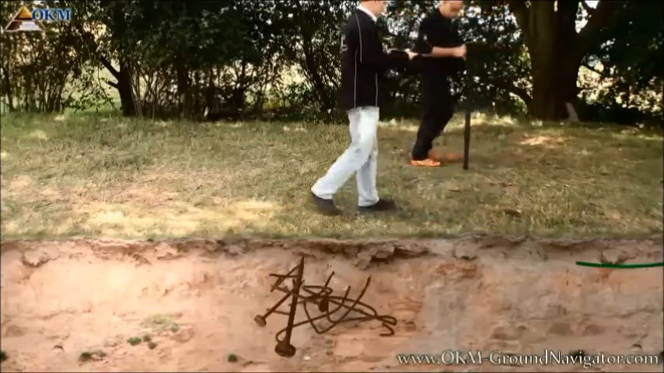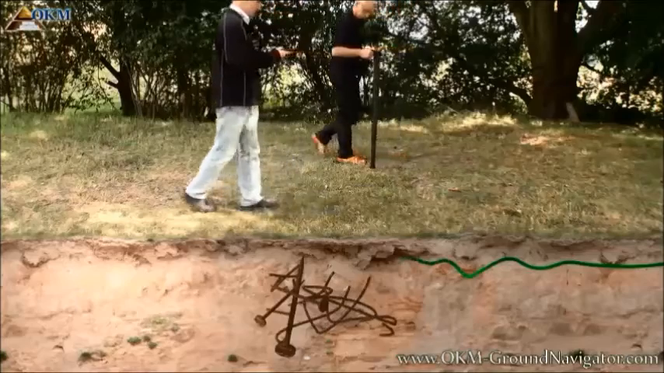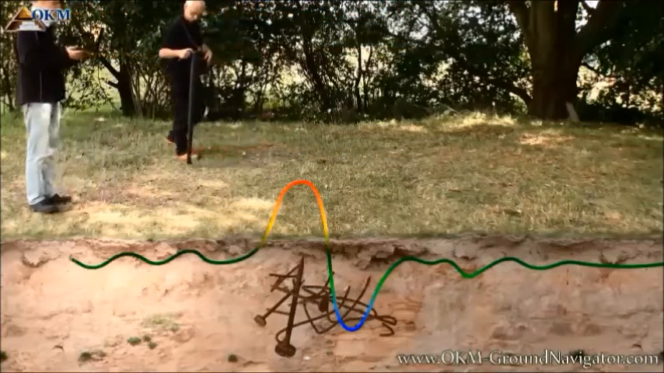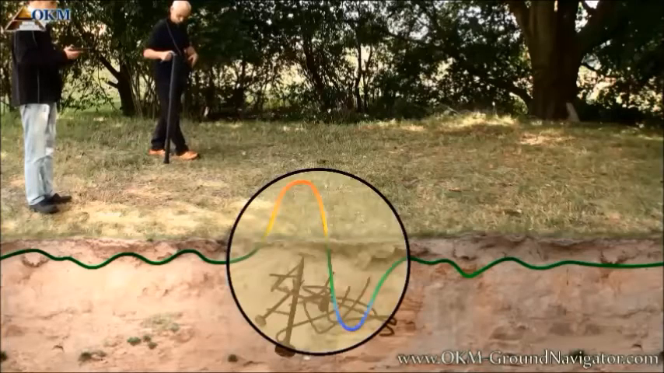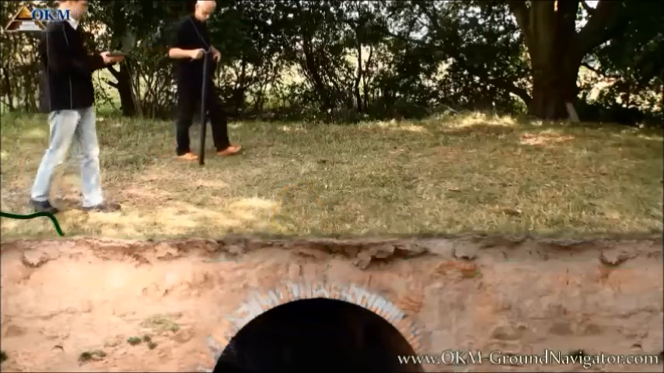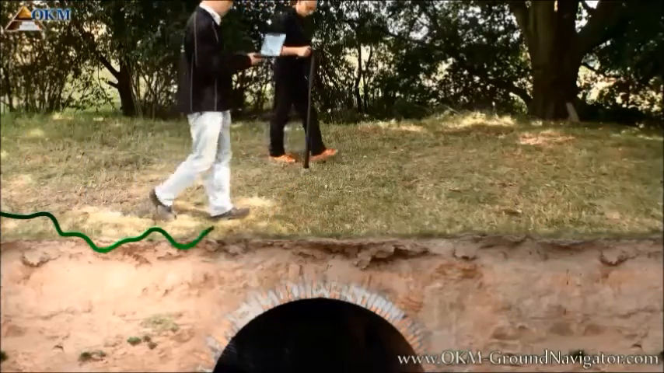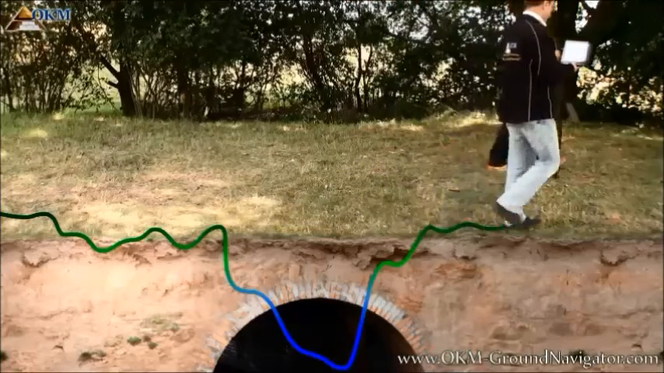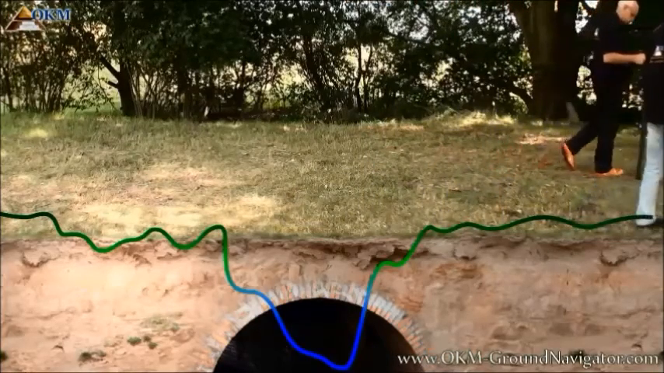Another typical signature is very special to ferrous metals, like iron-based objects. The signature is a positive and negative amplitude. The third signature is indicating voids like tunnels or chambers, without any metals. This signature is only a negative amplitude.